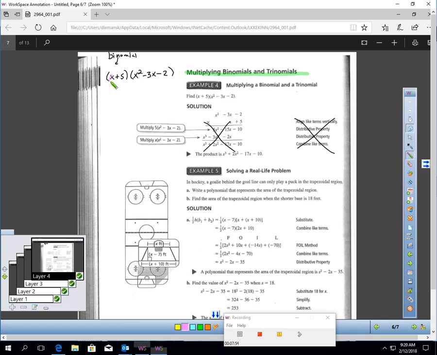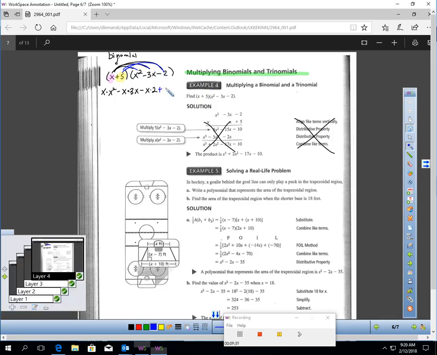So let me highlight first. I need to take this x, and I have to distribute it through the trinomial. Let's do that. X times x squared first, then x times negative 3x, and then x times negative 2. And then I have to take, here comes the double distribute, I got to take the 5, and I have to distribute this through the trinomial also. So let's do that. I'll try to color code as I go here, or at least mark it.